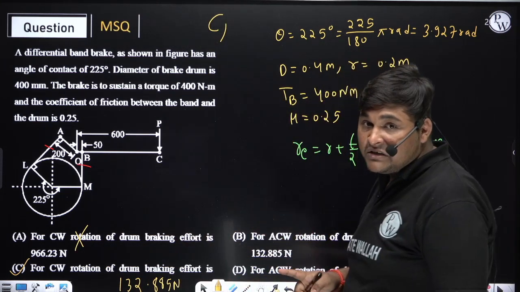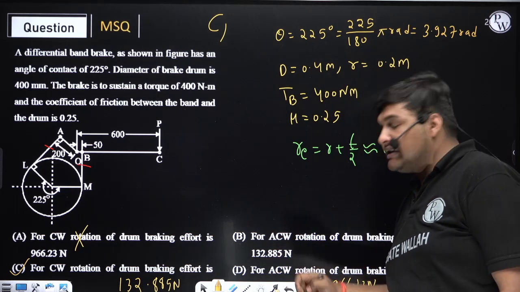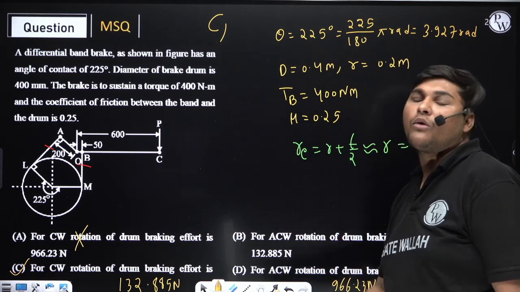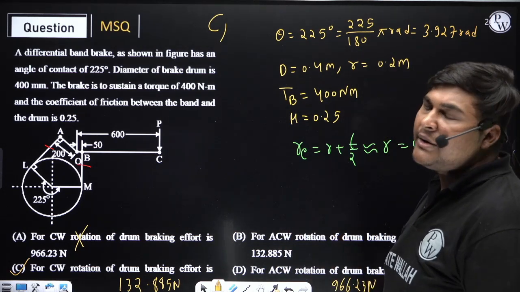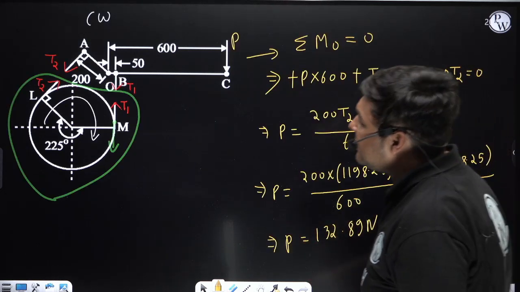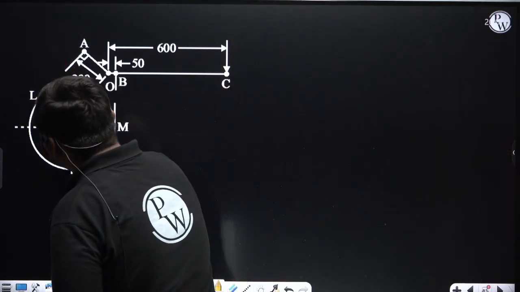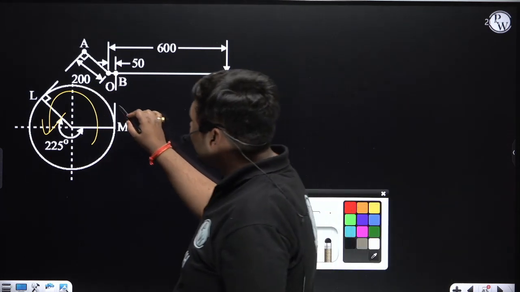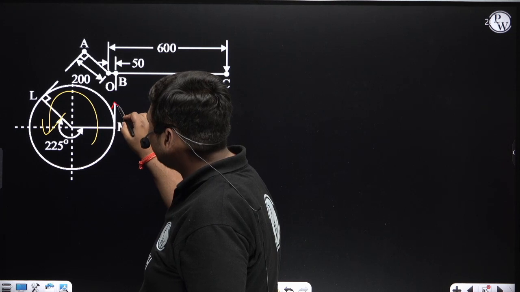But since it is MSQ, we need to also focus on B and D. B and D are asking braking effort for anti-clockwise rotation of drum. So now we will calculate braking effort for anti-clockwise rotation of drum. For that we will draw this FBD, but for anti-clockwise rotation of drum. Again, at this point apply an arrow which is trying to elongate this band. It will be like this.